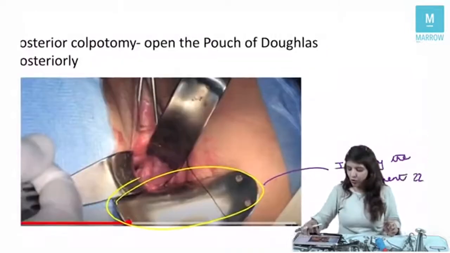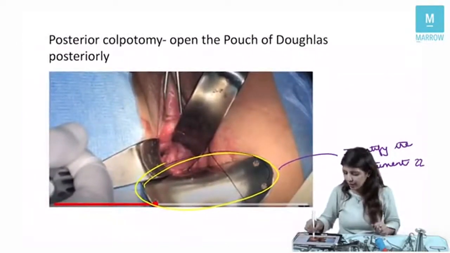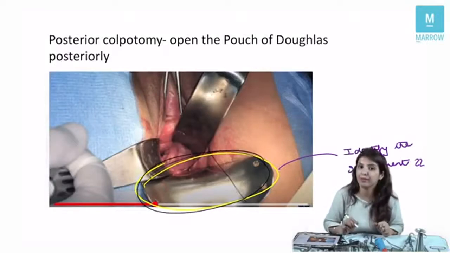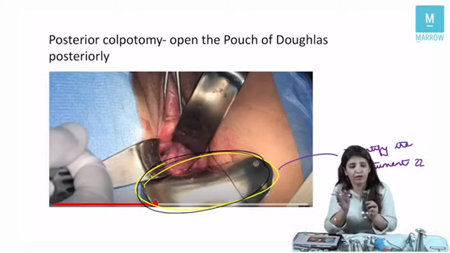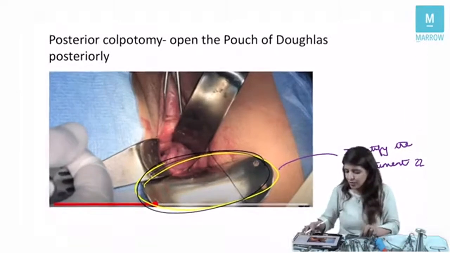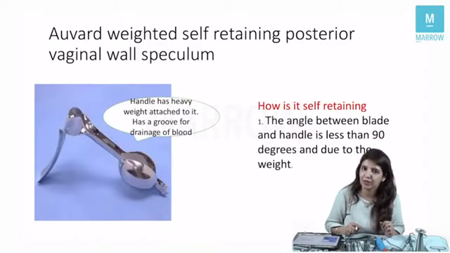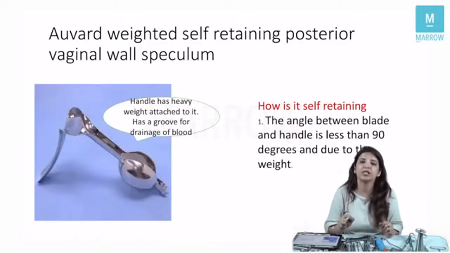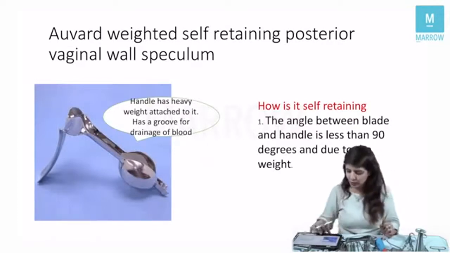Now, I want all of you to look at this image over here and try to identify the instrument which is shown here. This instrument is definitely broader than a SIMS speculum. This instrument is Auvard's weighted self-retaining posterior vaginal wall speculum. So it's Auvard's weighted self-retaining posterior vaginal wall retractor. I don't have this instrument here. We will see this instrument on the image.